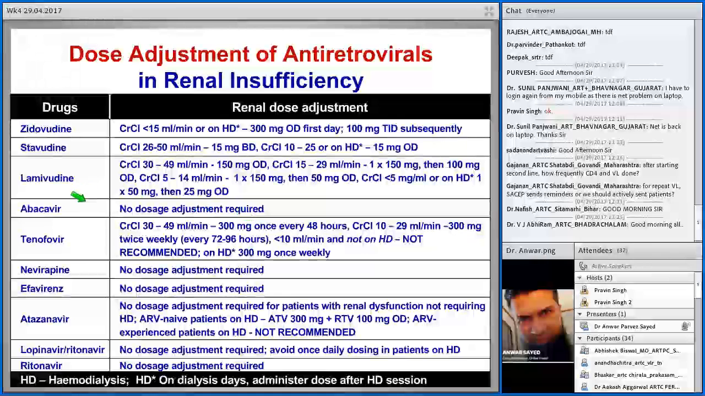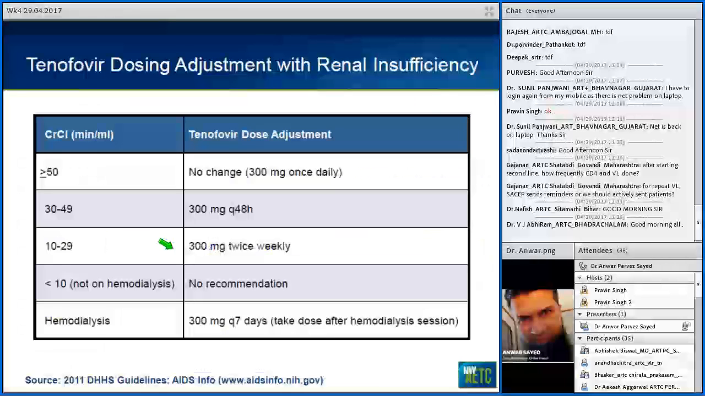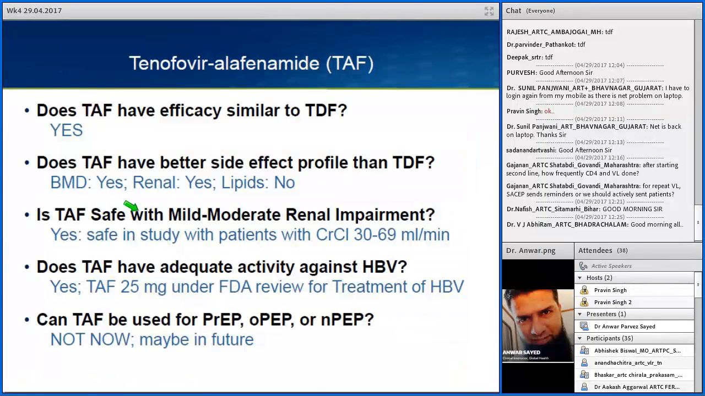There are some drugs like abacavir, nevirapine, efavirenz, atazanavir, which don't require dose adjustments, and also lopinavir and especially PIs. But if those patients are on hemodialysis, then recommendations may differ. You can refer to this table. This is again the same table that might help us in deciding the dosages of tenofovir if there is renal intolerance. This I wanted to just mention and highlight in this presentation, because other things you know.